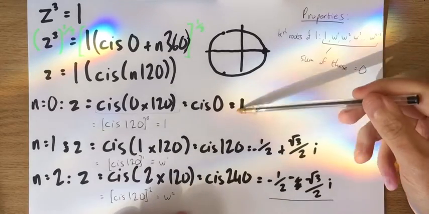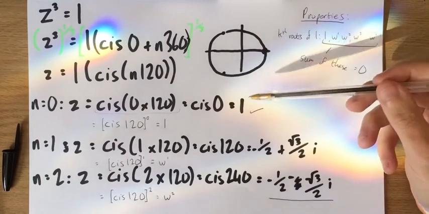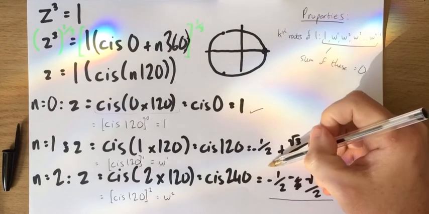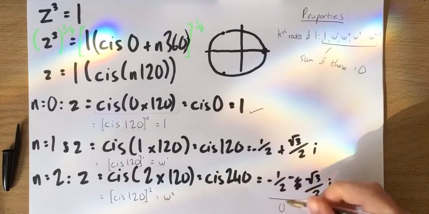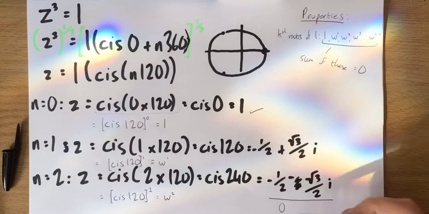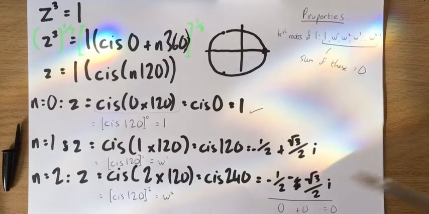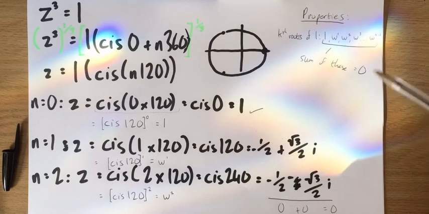So here are my 3 roots. Let's add them together. Just add the real parts with the real parts: 1 plus a half, 1 plus minus a half plus minus a half. So that's 1 minus a half minus a half. Yep, that's 0. And then I've got plus root 3 over 2 i plus minus root 3 over 2 i. So that also is equal to 0. So when I added those together, I got 0. And you would find that's the case with any number of roots of 1 that you're asked to get.